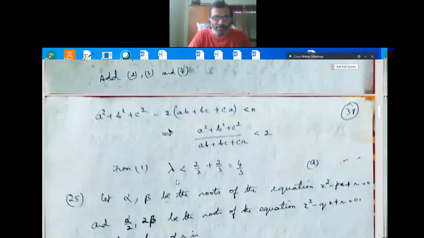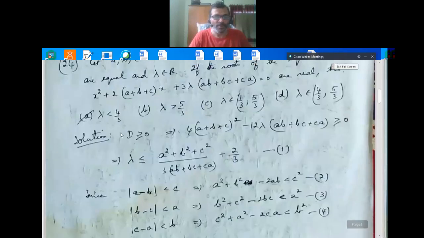So from 1, lambda is less than 2 by 3 plus 2 by 3, that is equal to 4 by 3. I hope you followed it. Lambda less than 2 by 3 plus 2 by 3, that is equal to 4 by 3. Okay, that is option A. Lambda less than 4 by 3.